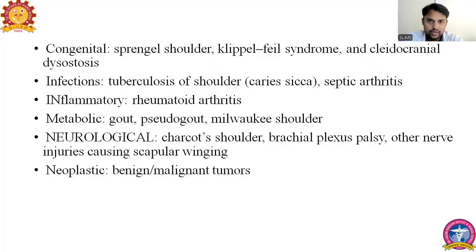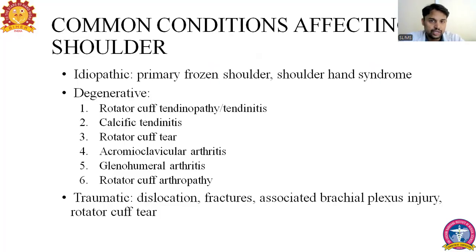If you follow this order, you can't miss any of it, and you will come to know the provisional diagnosis from what happened. Idiopathic means primary frozen shoulder, shoulder-hand syndrome. Degenerative conditions you can see in old age patients, like rotator cuff tendinitis, rotator cuff tendinopathy, calcific tendinitis, and previous rotator cuff tear, which changes into degenerative glenohumeral arthritis, acromioclavicular arthritis, and rotator cuff arthropathy. These are some degenerative conditions.